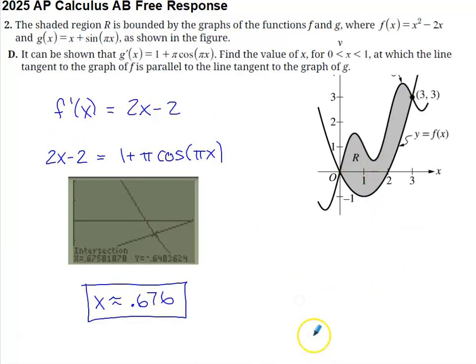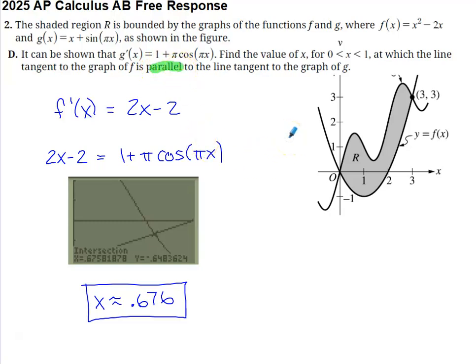And then in the final part of this, it says that it can be shown that g prime is equal to this expression here. It says find the value of x between 0 and 1 at which the line tangent to the graph of f is parallel to the line tangent to the graph of g. So if I'm doing something with a tangent line to f, I'm going to need the derivative of f, which is a very straightforward derivative, just power rule applied here. And then what you have to realize is that parallel lines have the same slope.